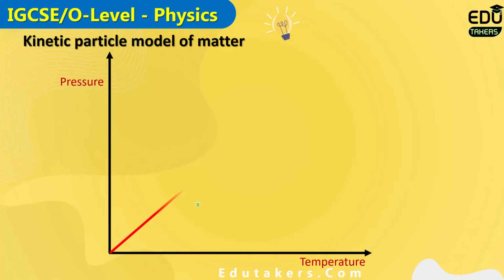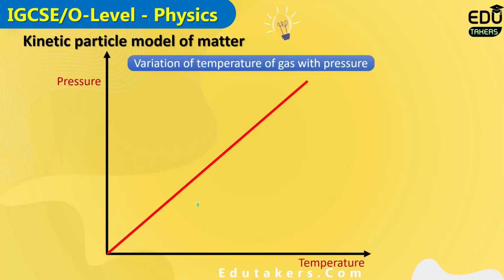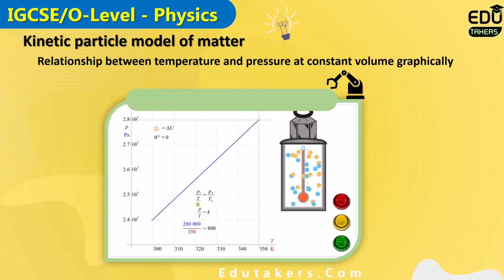Here you can see the relation between the pressure and temperature. As both of these are directly proportional to each other, there is a straight line that is rising in the upward direction. Here is a simulation which is relating the temperature with the pressure at constant volume graphically. Let's open this.